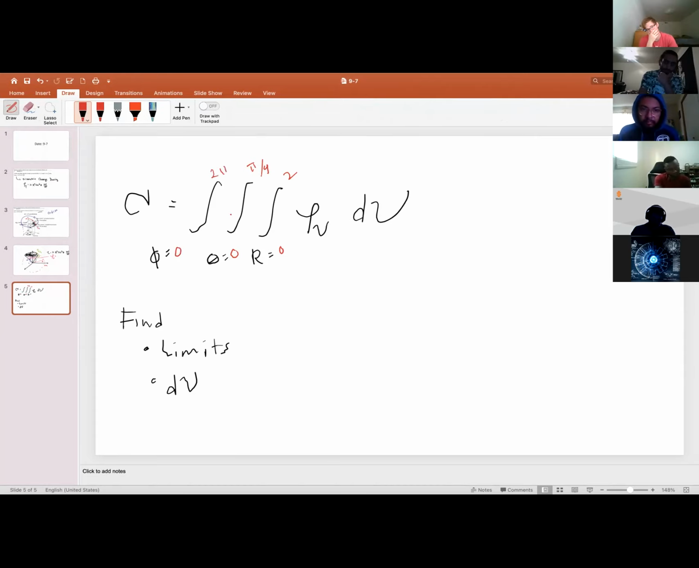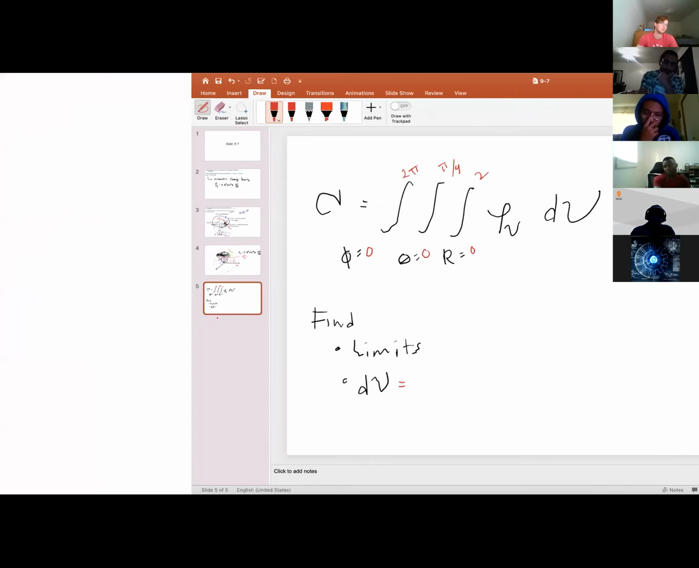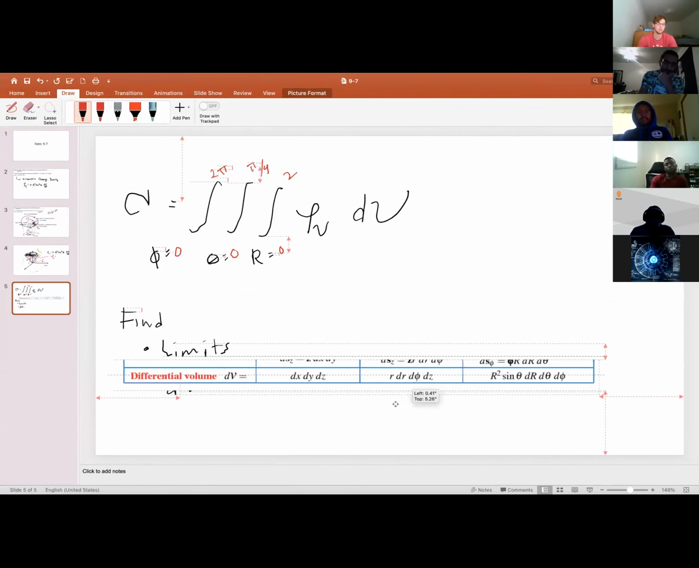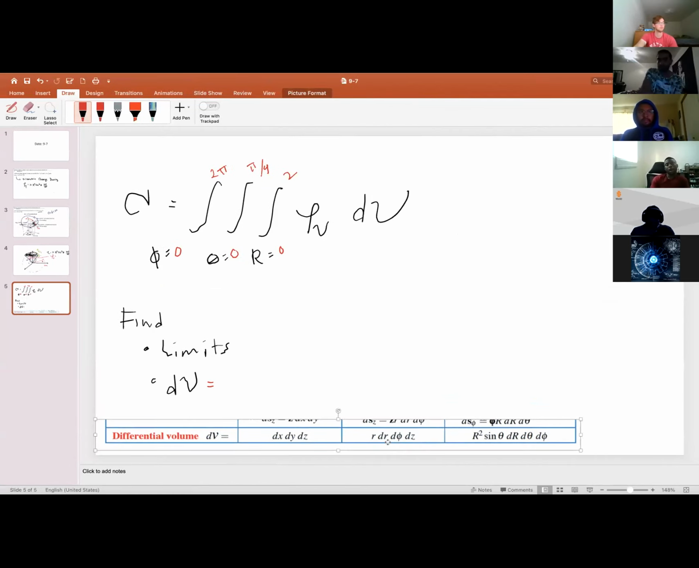And then did anyone get a dV? That would just be r squared sine of theta dr d theta d phi. Yeah, exactly. So you could go to that cookbook, and this one is the one for the spherical coordinates.